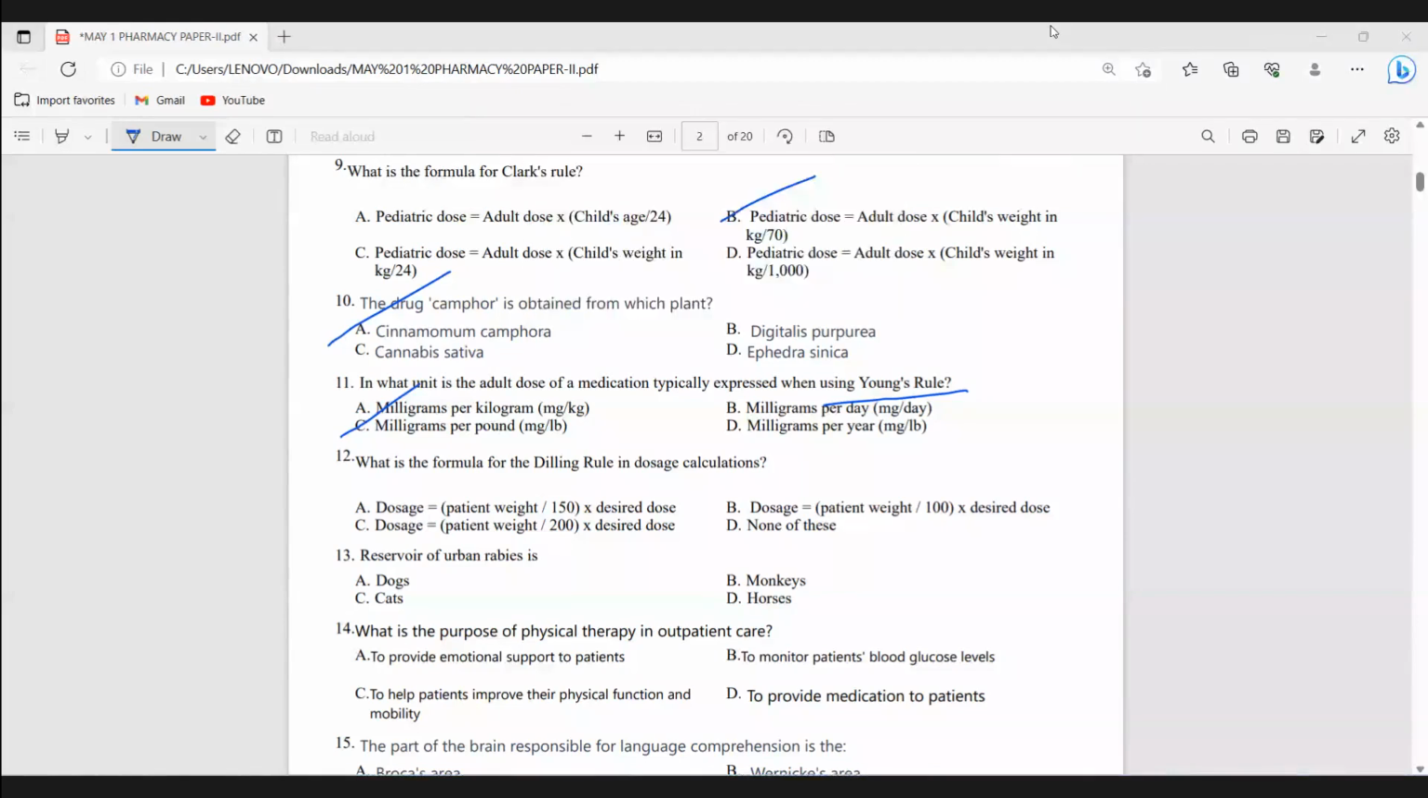Okay. Dilling's formula, none of the above, but note the Dilling's formula. Adult dose into age in years by 20. Age in years by 20. This Dilling's formula is used for the 4 to 20 years age group.